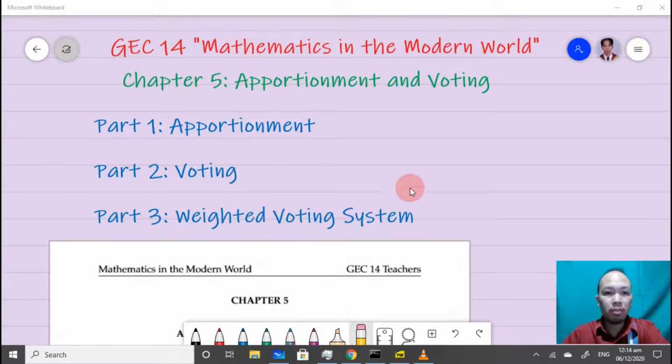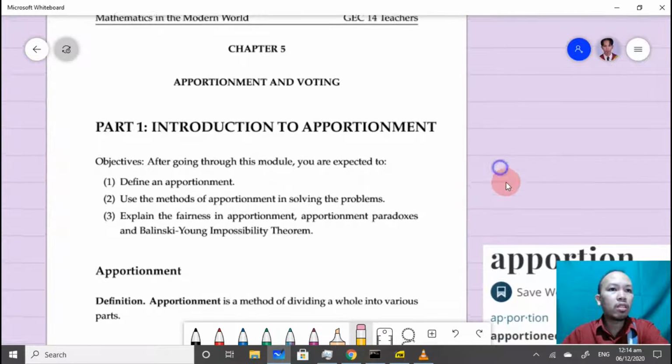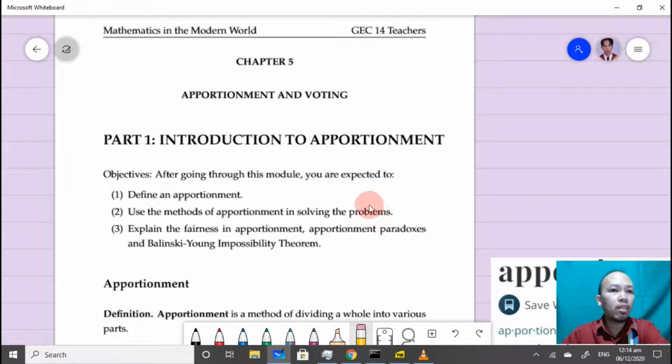Okay, so for the first part, as you can see here, this was uploaded in your Google Classroom. This is your module. So the students are expected to understand the definition of apportionment, and we will be discussing methods of apportionment, and finally the third one is to explain the fairness in apportionment.